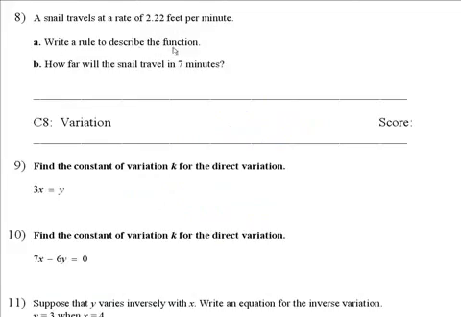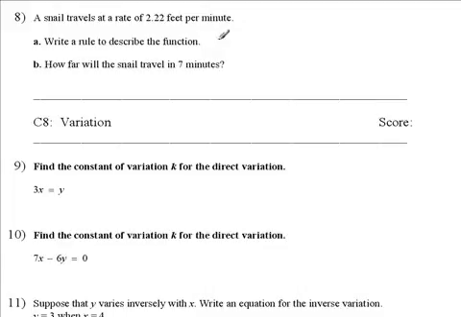I have 2.2 feet per minute. Write a rule to describe this function. Well, a lot of you guys figured this out. You couldn't do 6 and 7, but you figured this out, which is really kind of cool because I think this is a harder problem. And so you guys did a really good job of figuring out the harder problem, which was really neat.